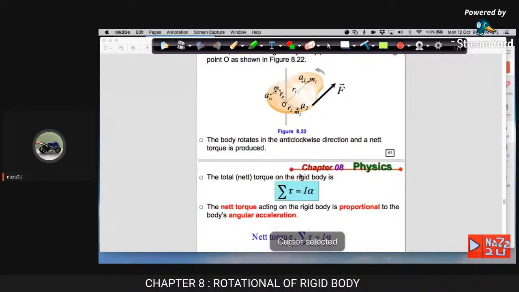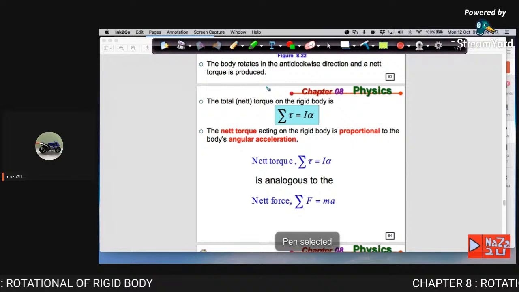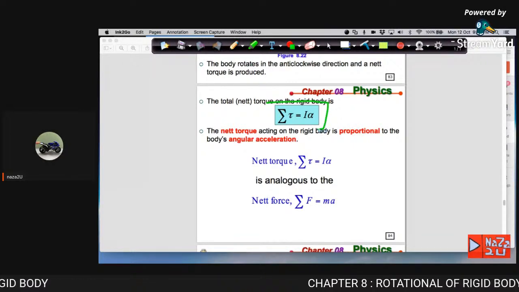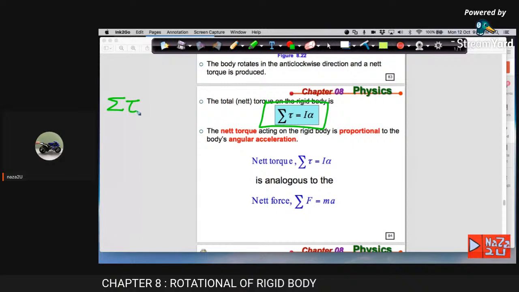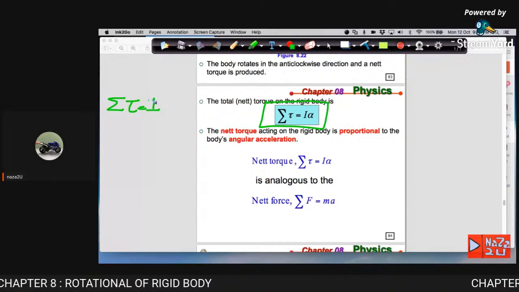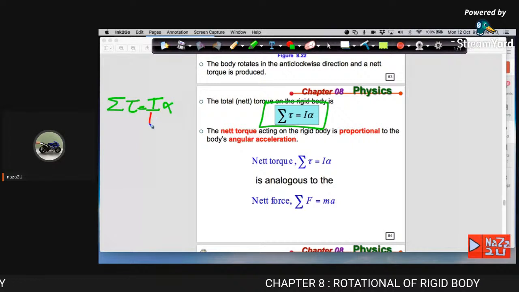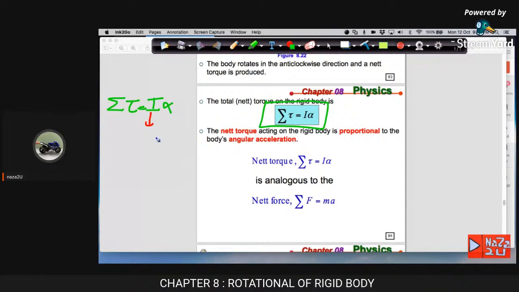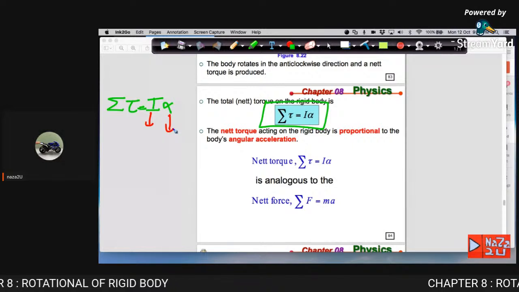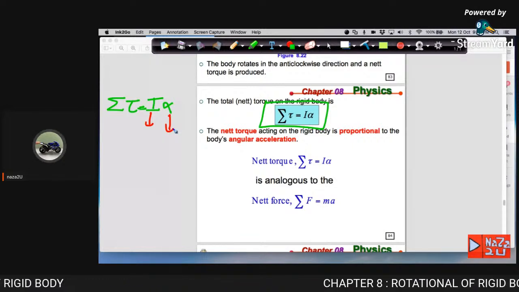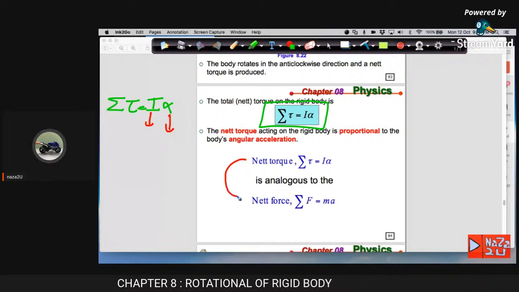So, kita ada satu rumus. Saya terus pergi kepada rumus ya. Torque ataupun total torque is equal to I alpha. So, what is the I? I is a moment inertia. What is alpha? Angular acceleration. Right? So, kalau kamu tengok kat sini, dia kaitkan di antara torque ini dengan force.